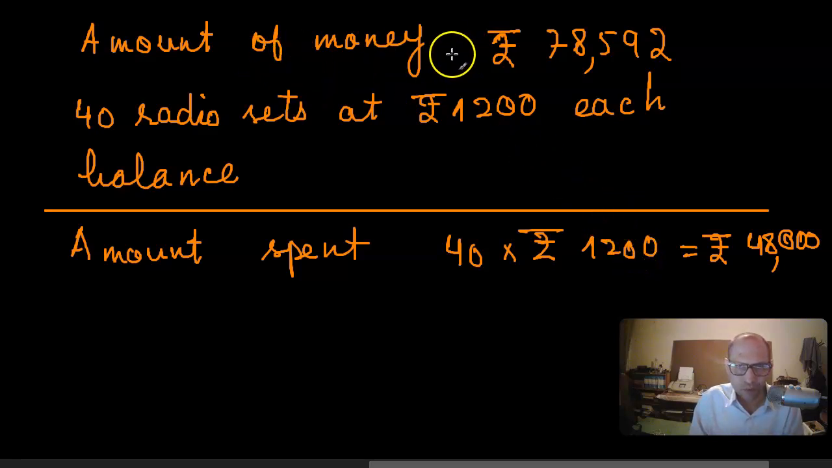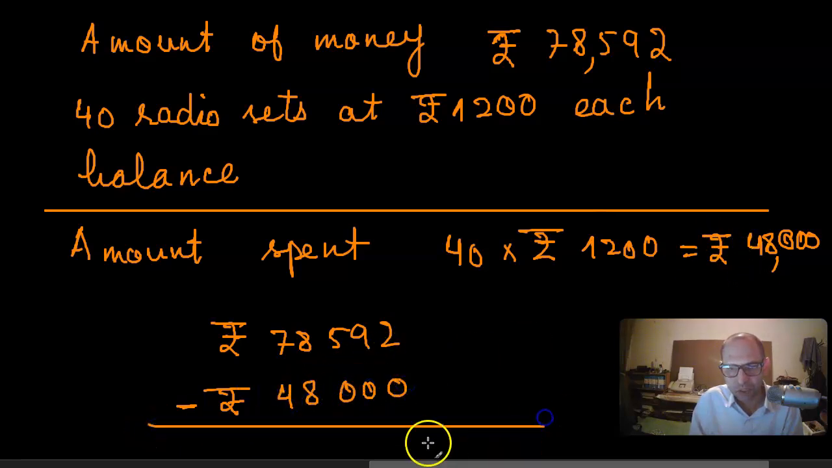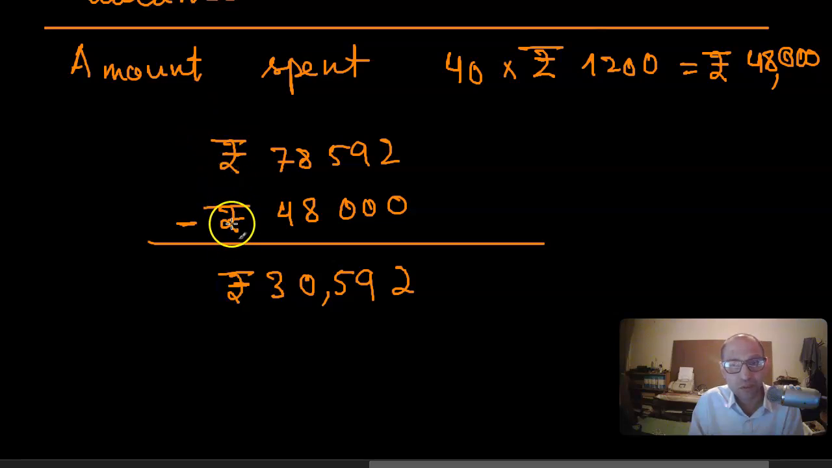And so the amount of money that she had was 78,592. So you can write essentially 78,592 and subtract from that 48,000 rupees. And essentially the answer is 2 minus 0 is equal to 0, 9 minus 0 is equal to 9, 5 minus 0 is equal to 5, 8 minus 8 is equal to 0, 7 minus 4 is equal to 3. So that is in rupees, because this is in rupees and this is in rupees.